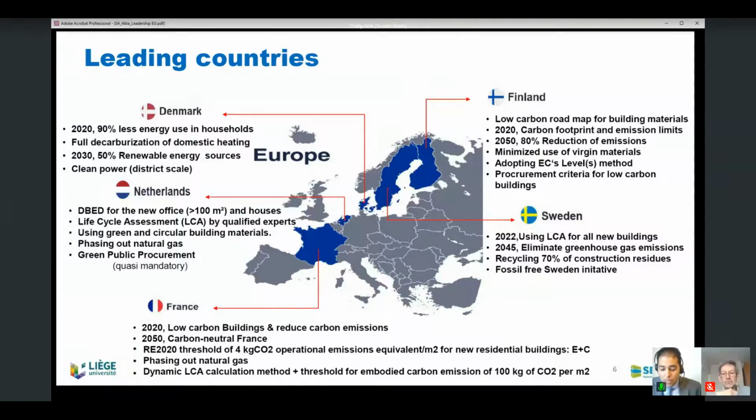reuse and material separation. For example, Copenhagen is one of the leading European capitals that achieved the lowest emissions per capita of 2.5 tons per capita.